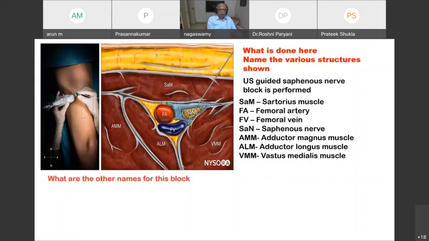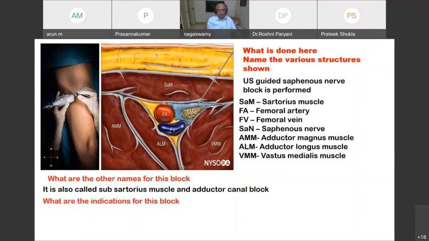Now, what other names are there for this block? You already said adductor canal block. Do you know any other names? Saphenous nerve block is also another name. Any other name? Subsartorial plexus. Very good. It's also called subsartorius and adductor canal block. Okay. And what are the indications for this block?